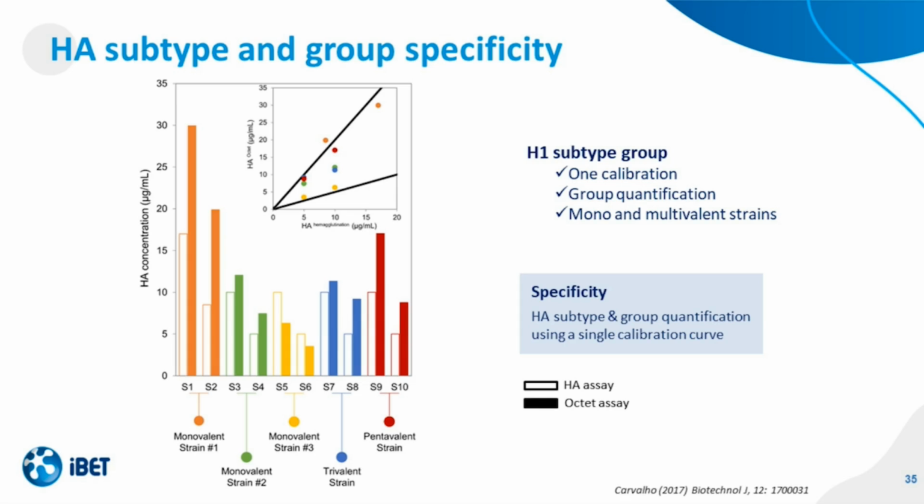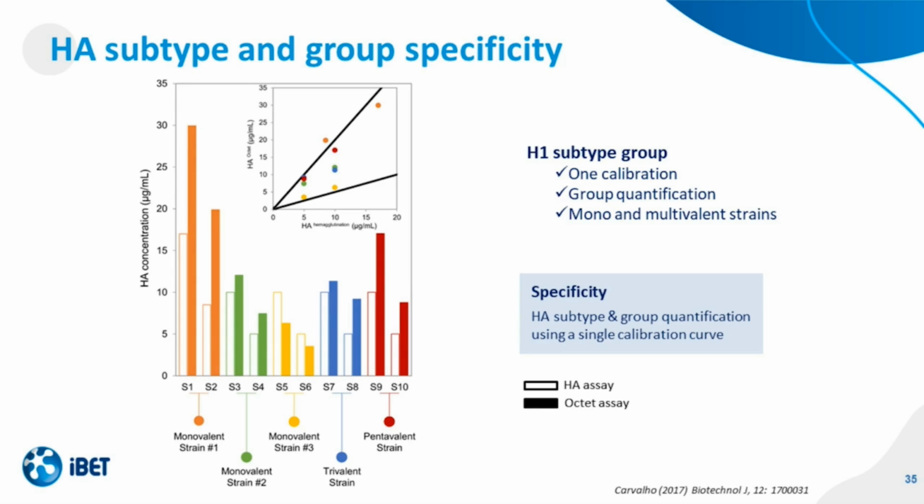And also, to evaluate specificity, several strains from the same subtype or group were analyzed. If you remember, we have for this EduFluvac project multivalent VLPs with several HA proteins from different subtypes or groups. And we used several strains from the same subtype or group analyzed against the same calibration curve. And these experiments were performed for H1, H3, and B subtypes for several mono and multivalent strains.